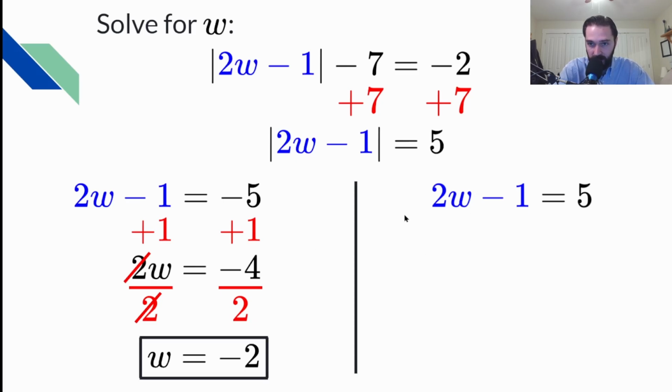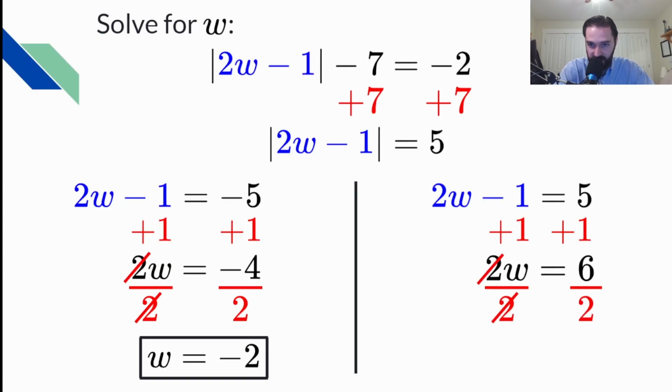And then here on the right, let's add 1 to both sides, and that'll give us 2w equals 6. And then we'll divide both sides by 2. The 2's cancel on the left-hand side, and that leaves us with w equals 3. So the solutions are -2 and 3.